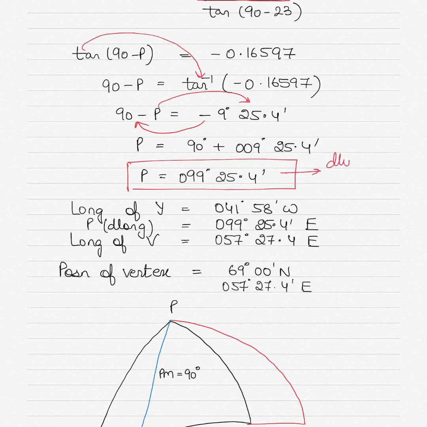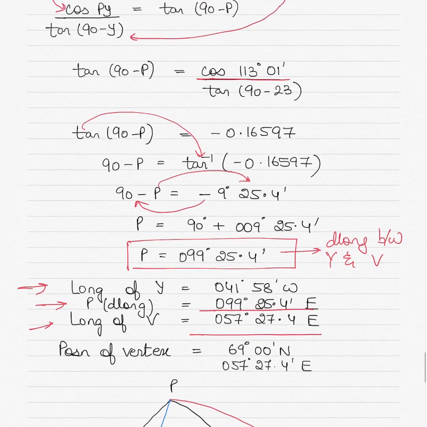Now P is nothing but the d long between Y and V. I know the longitude of Y as 41 degrees 58 minutes. I know the d long, which is the longitude difference between Y and the vertex V. So what I will do is, 41 degrees 58 minutes west, the d long is 99 degrees 25.4 minutes east. So I can find out the longitude of the vertex, which becomes 57 degrees 27.4 minutes east.